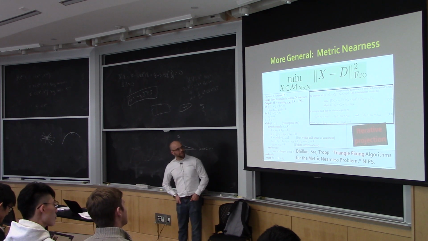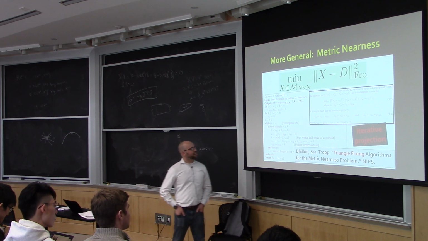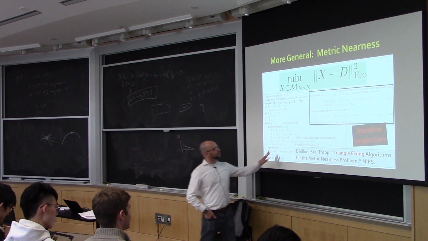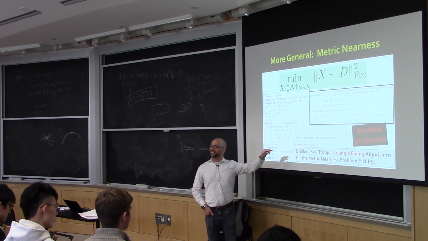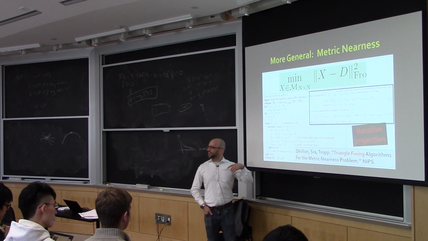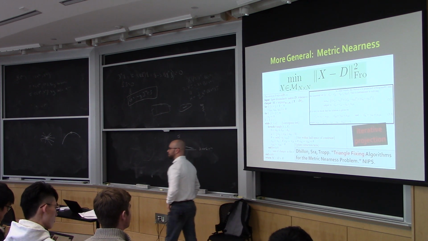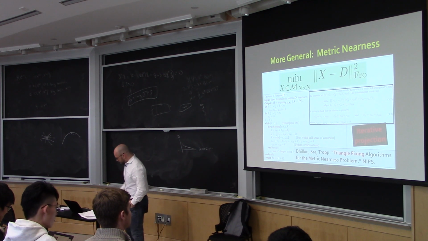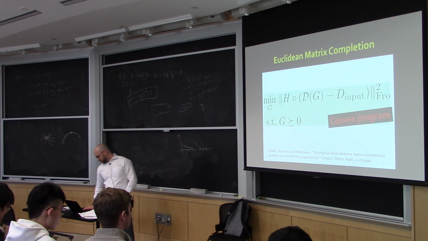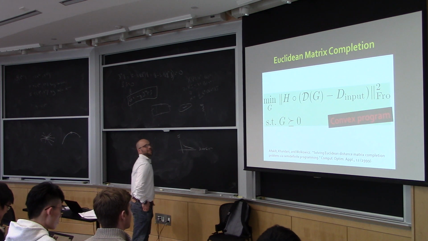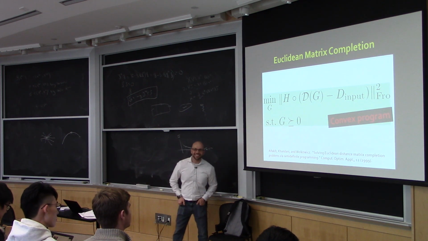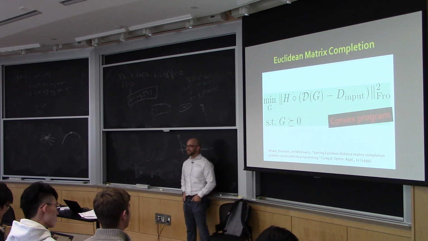And indeed, in this paper I'll refer you to, the algorithm is extremely simple. It's kind of similar to Floyd-Warshall. You just keep choosing triplets. If they don't satisfy the triangle inequality, you do some projection step. And you can show that it converges, which is pretty neat. A different problem, which is also fun, is where maybe I only observe a few distances and I want to fill in the rest. This is the matrix completion problem.